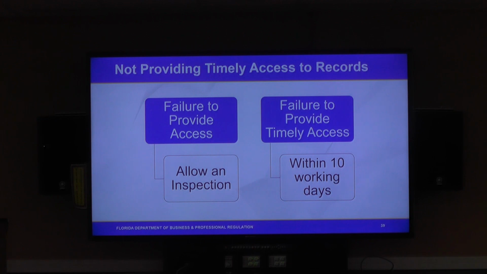Okay, next, not providing timely access to records. What happens if the association fails to allow an inspection or fails to provide timely access within 10 working days? Then the unit owner may file a complaint with the division, DBPR. I filed a complaint, and the division never did anything.